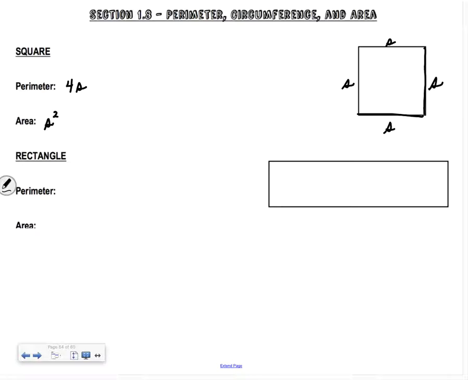For a rectangle, you can use length and width, or you can use base and height. It doesn't matter. The perimeter ends up being length plus width plus length plus width, or 2L plus 2W. And your area ends up being the length times the width. Again, you could have B's and H's there.